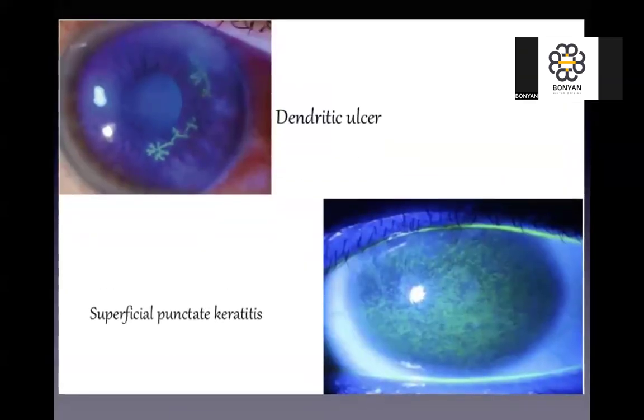Here is the presentation of viral keratitis. Down is the picture for punctate epithelial keratitis, which is one of the common presentations of viral keratitis. Above is the characteristic dendritic ulcer.